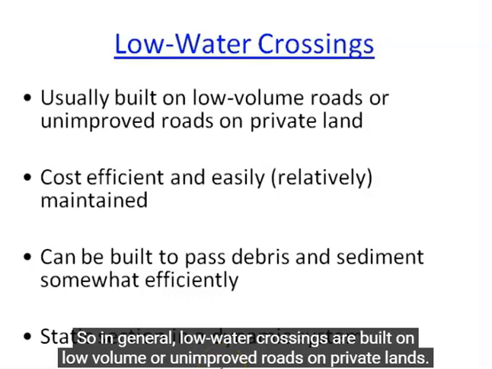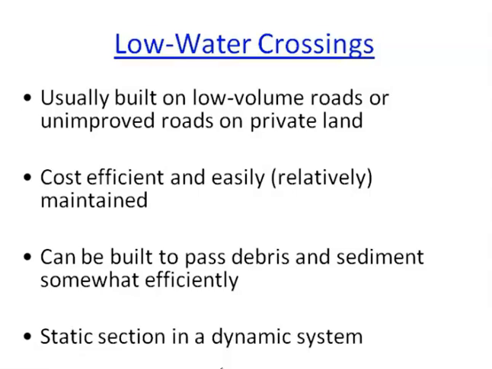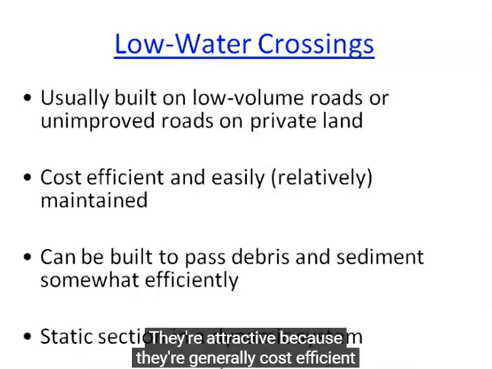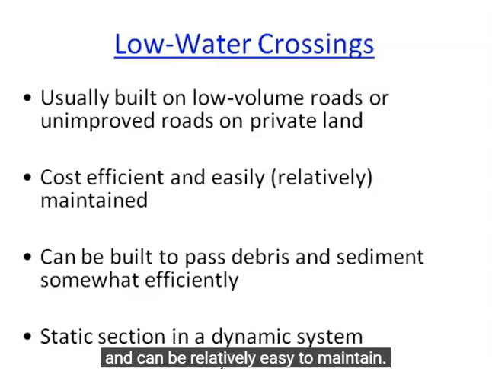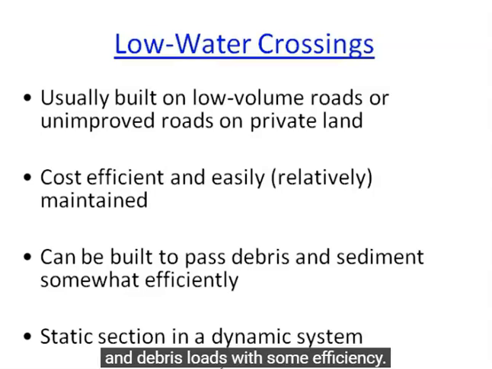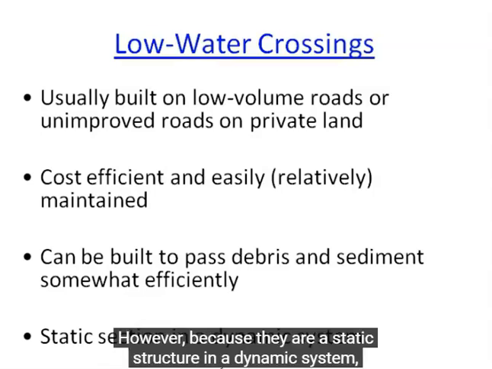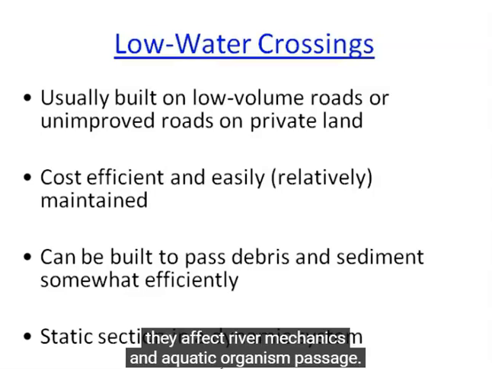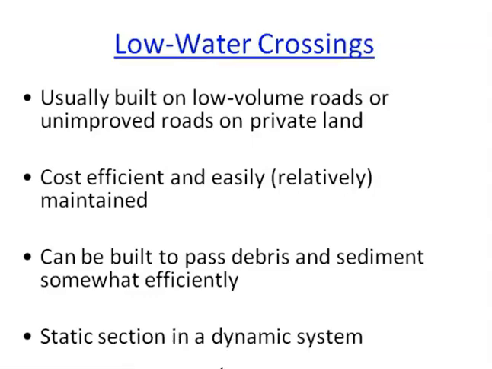So in general, low water crossings are built on low volume or unimproved roads on private lands. They're attractive because they're generally cost efficient and can be relatively easy to maintain. In addition, they can be designed and built to pass large sediment and debris loads with some efficiency. However, because they are a static structure in a dynamic system, they affect river mechanics and aquatic organism passage.